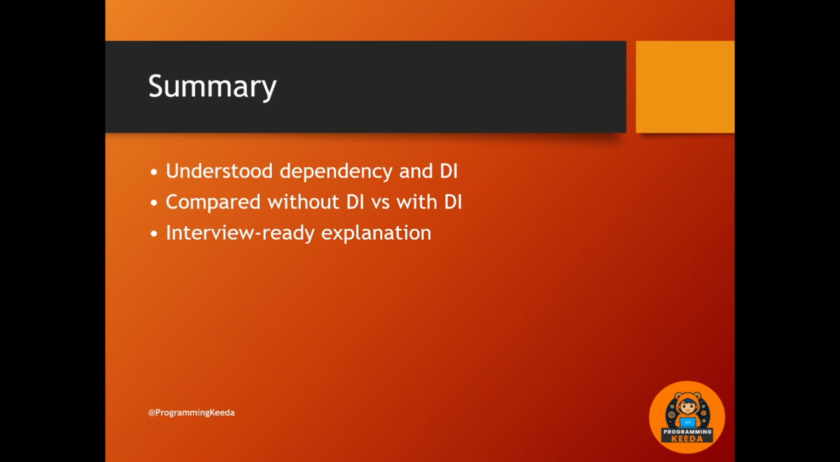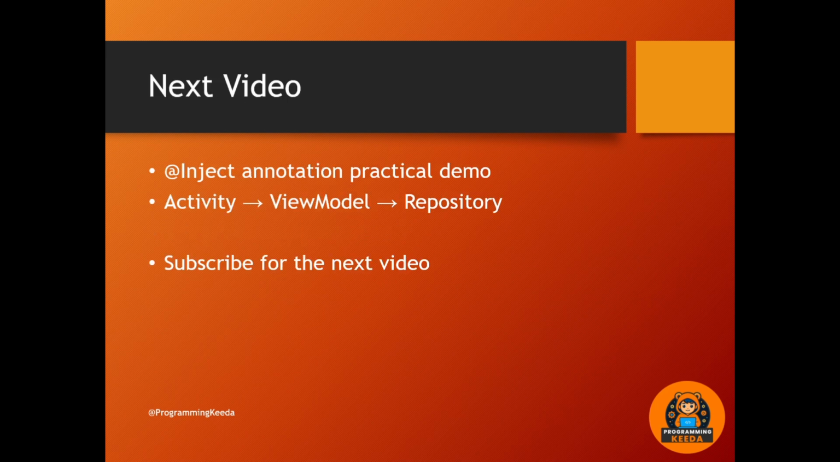Summary. To summarize, we first understood what dependency injection is and why dependencies exist in software projects. We explored the problems caused by creating a dependency internally, and after that we also saw how dependency injection solves these problems by providing a dependency from outside. Finally, we clarified the difference between dependency injection as a concept and Dagger or Hilt as tools. With this foundation, learning advanced dependency injection becomes much easier.